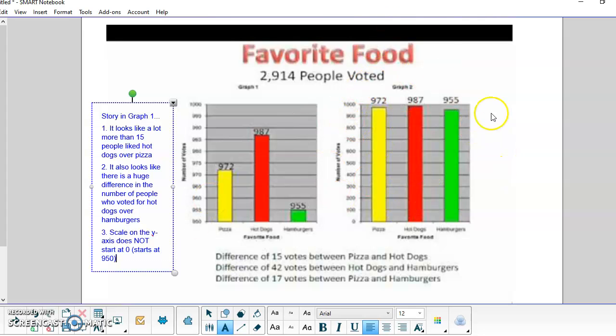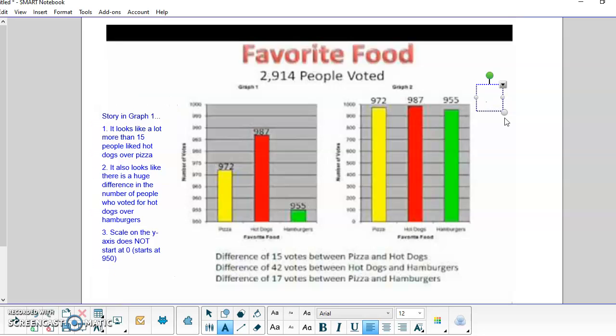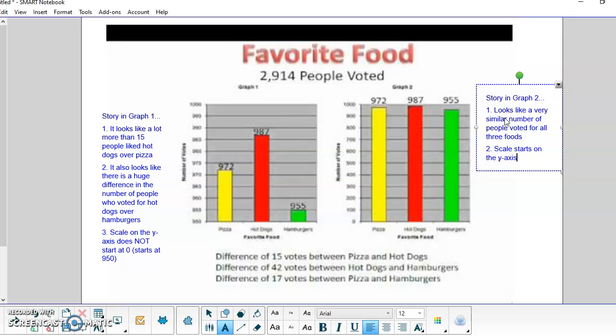Now, when we compare that over here to our story in graph 2, we see that it looks like a very similar number of people voted for all 3 foods. And when I'm doing that comparison, I'm looking at my axes, I see that my scale starts on the y-axis at 0.